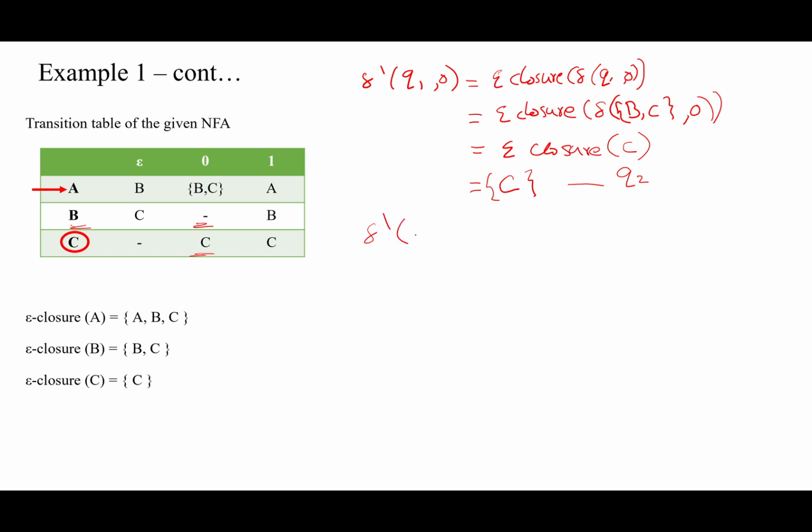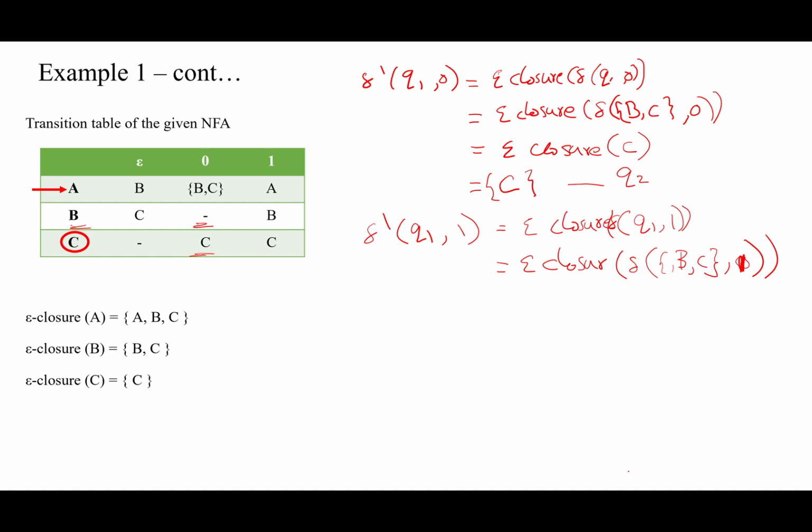The next, delta dash for the input symbol 1, we have to calculate Q1 comma 1. It is equal to epsilon closure of delta of Q1 comma 1. So here we can write epsilon closure of delta of B comma C comma 1. What is the transition for B comma C comma 1? It is B and C. So it is epsilon closure of B comma C. What is epsilon closure of B comma C? It is B comma C. So already we got this and we have given the name as Q1.